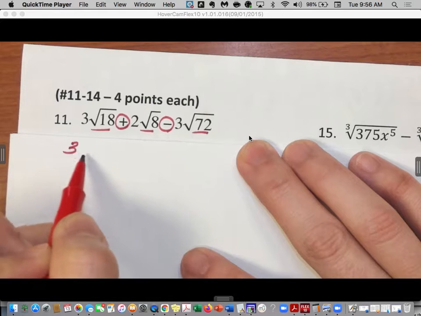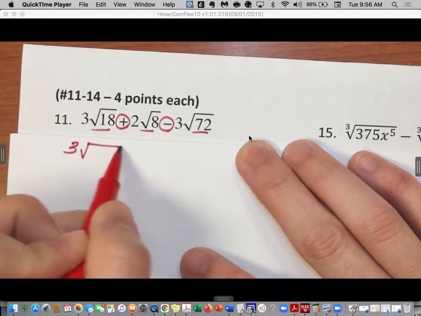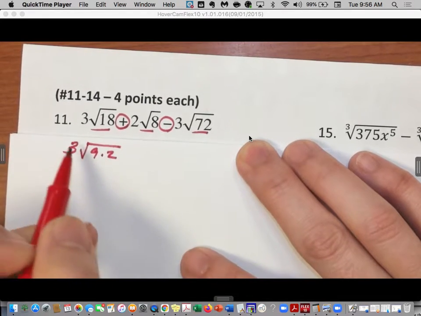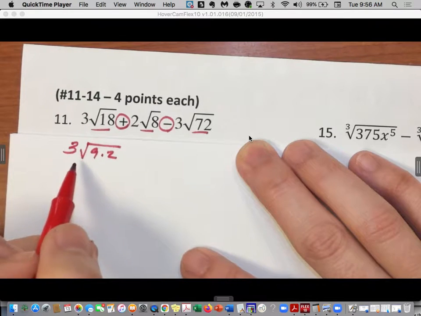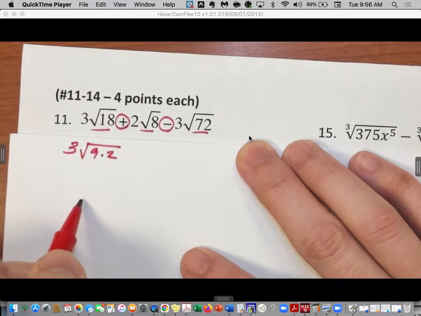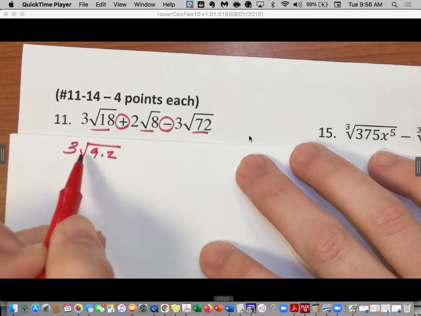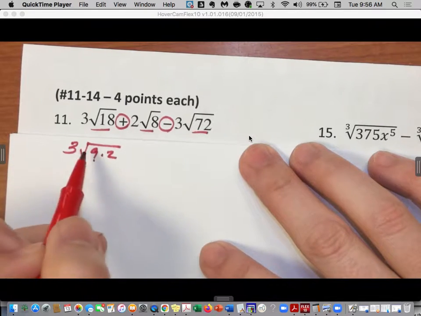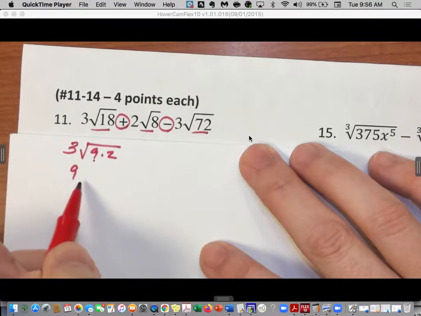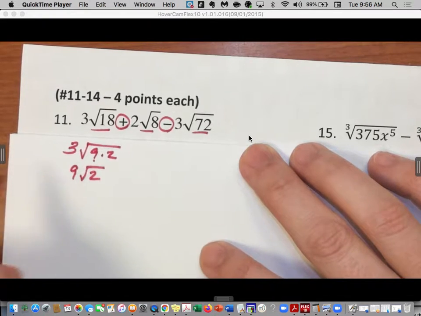So we're going to keep the 3 out here, and let's look at the 18. 18 is just 9 times 2, because we do need perfect squares. Now, I like to finish this thought before I go to the other, but it's totally up to you. You can go straight across, but I like to look at this. The square root of 9 is 3, and 3 times 3 is 9. So there's 9 on the outside, 2 on the inside.